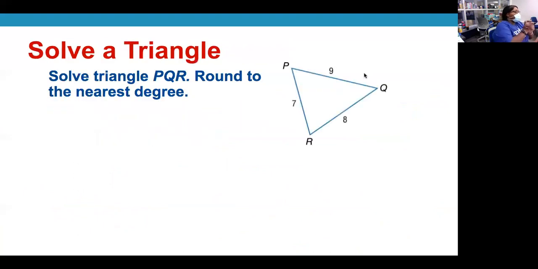Here's your picture. It says solve triangle PQR, round to the nearest degree. You already have the side lengths, so that means you need to find the angle. Okay.